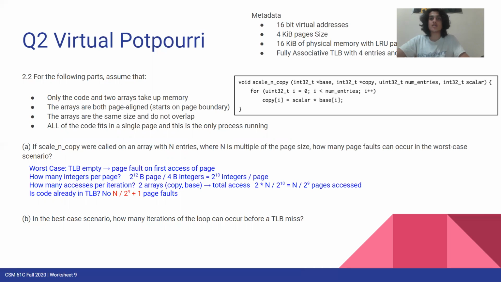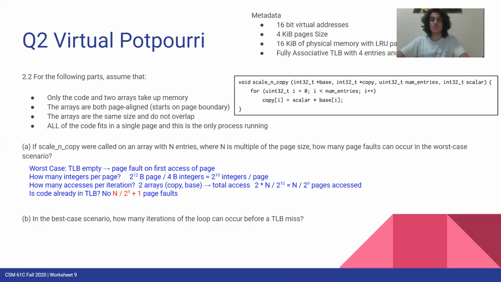Our worst case is if our TLB is empty, right? Because our TLB allows for fast address translation the first time. If it's empty, then it's always going to result in a page fault. So our page fault on our first access will always happen because it will never be in the TLB.